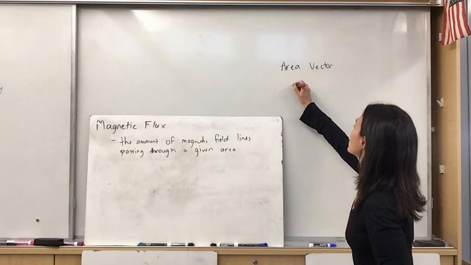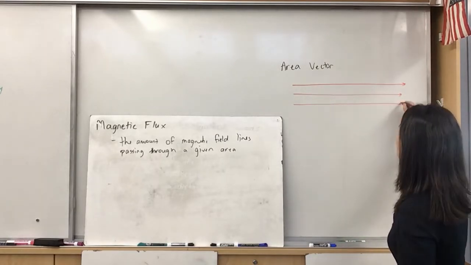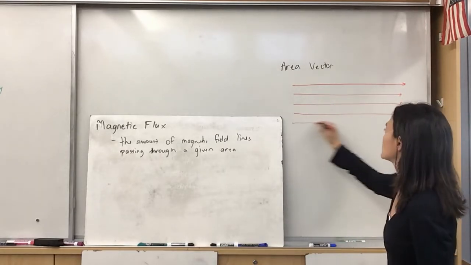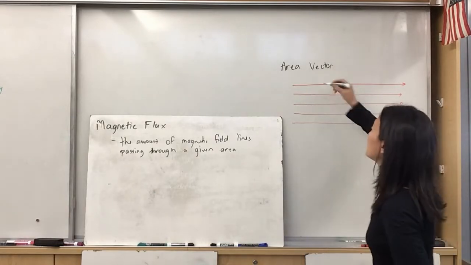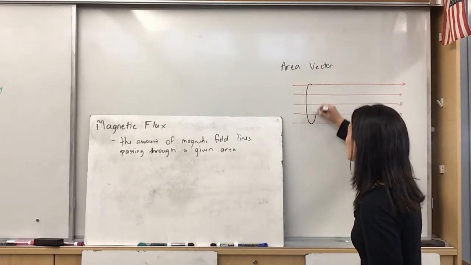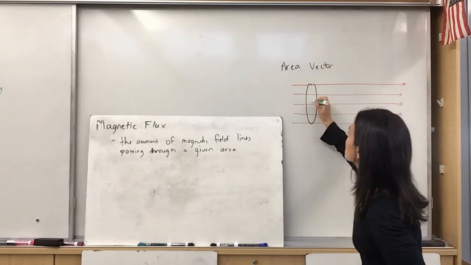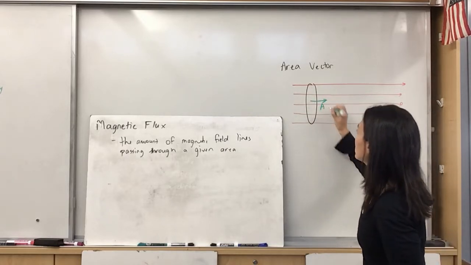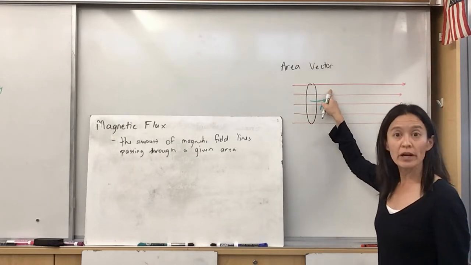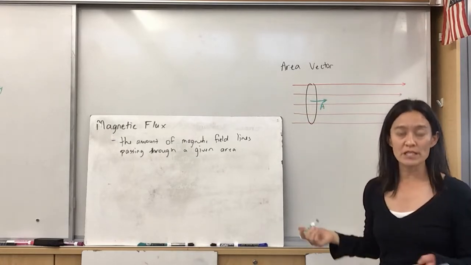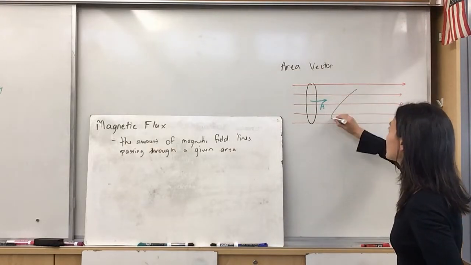So if I were to just show, like if these were my magnetic field lines here, and I'm just going to show different orientations of the loop. If I had my loop like this, the area vector is actually pointing in this direction. And so when my area vector and my magnetic field are parallel to each other, then I maximize the amount of magnetic flux.